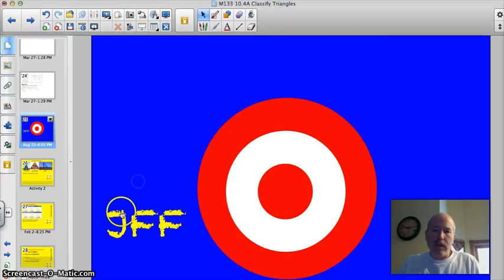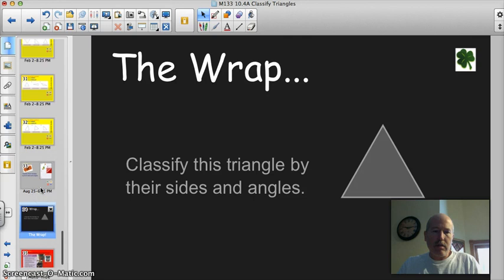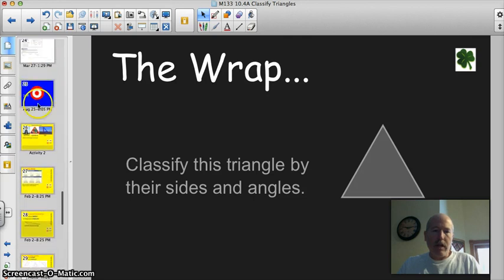Let's start with a trivia question of the day though. What are the top selling Ben and Jerry's ice cream flavors? See if we hit one of your top five.